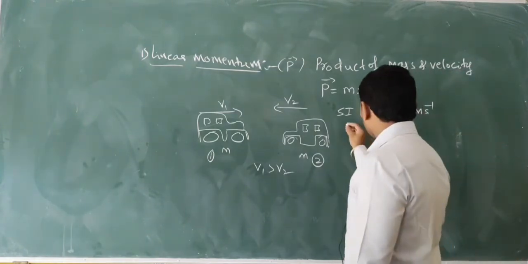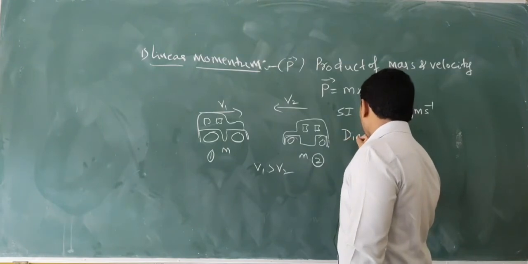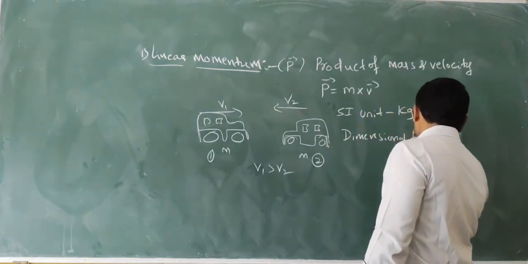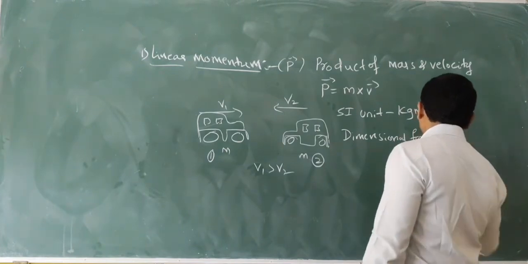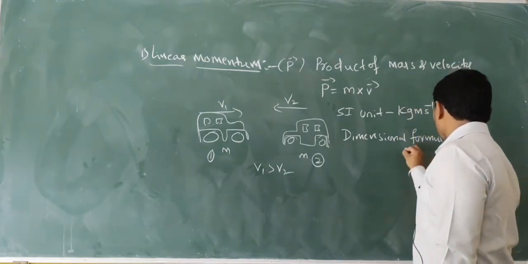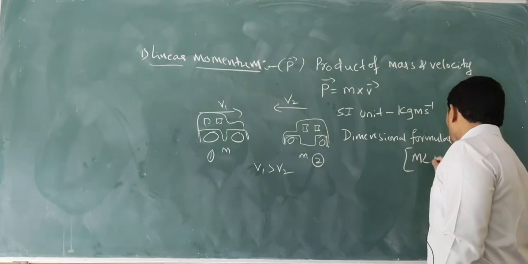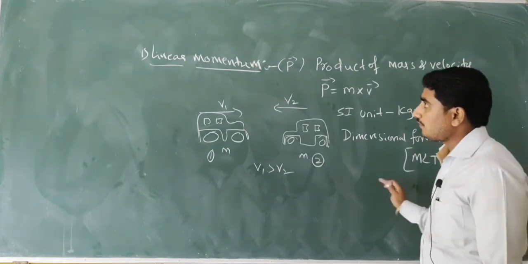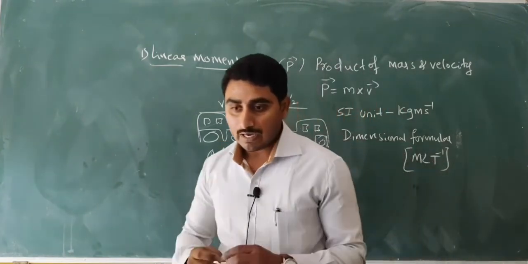And second, the dimensional formula, that is M L T raised to minus 1. This is the dimensional formula of linear momentum, right?